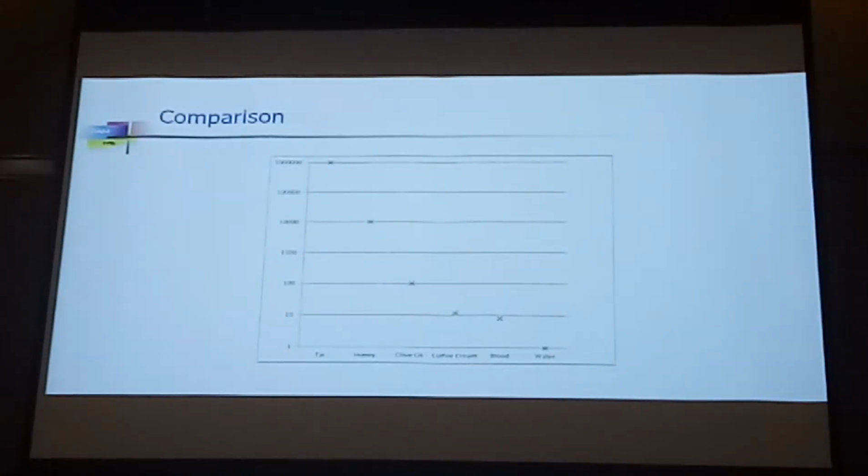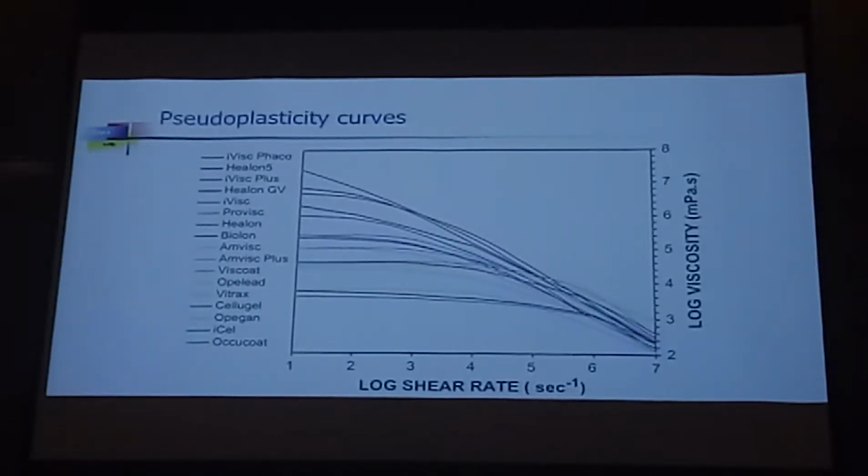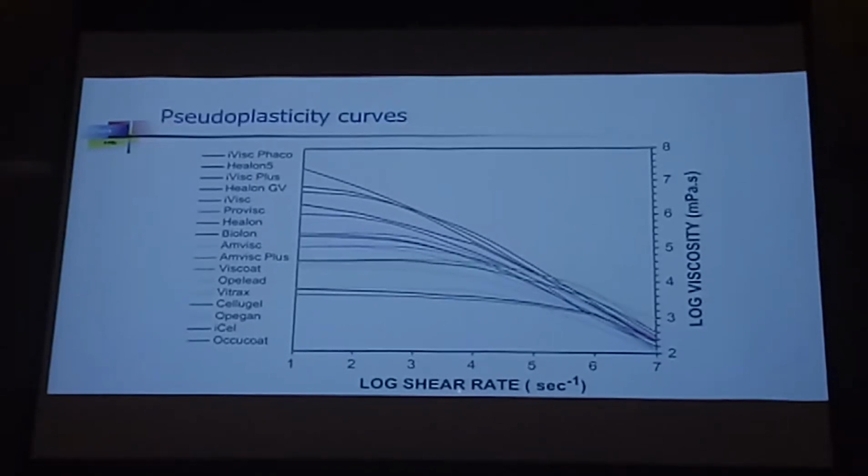Now, this is just to show you the viscosity of different substances. Water is very fluid. Blood is thicker. Coffee cream is thicker, and then tar is almost 1 million mPa·s. The number indicates the viscosity of the substance. If you look at OVD, this is OVD, you can see that some of them are almost as thick as tar.